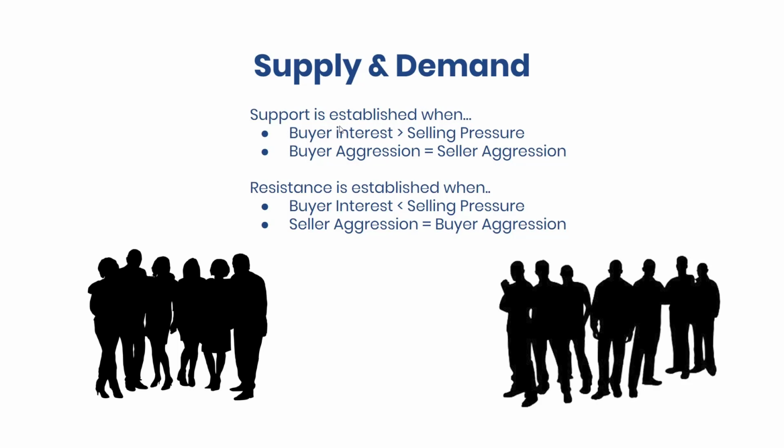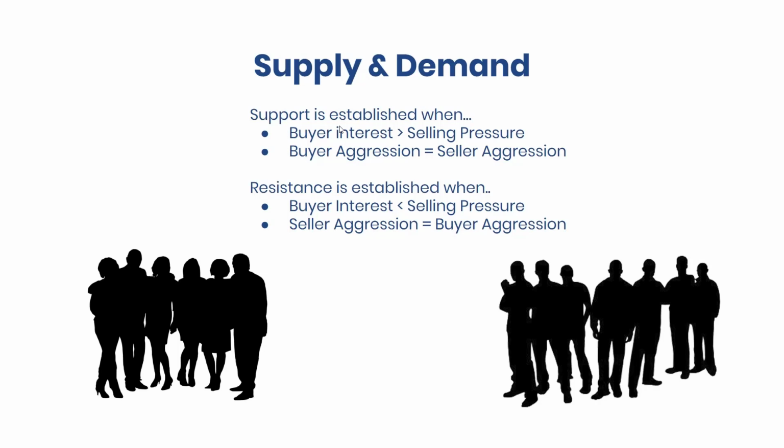Resistance on the opposite side is established when buying interest is not as strong as selling pressure. The buyers bring the price up. We hit $9.35. We have a lot of people who want to sell at that price. The buyers can't push the price higher because there's not enough momentum and not enough volume to buy up all of those shares at $9.35. Eventually they get tired and the price falls back down. In this case, the aggression of the sellers is equal to or greater than the aggression of the buyers.